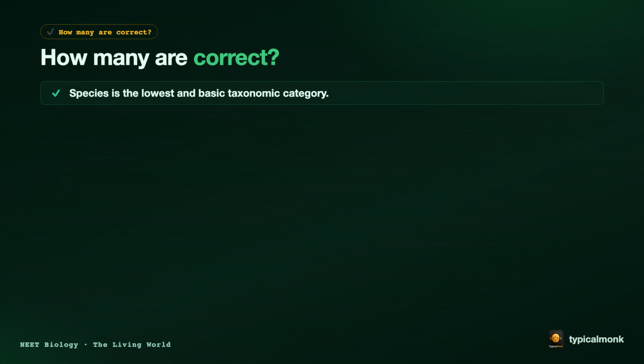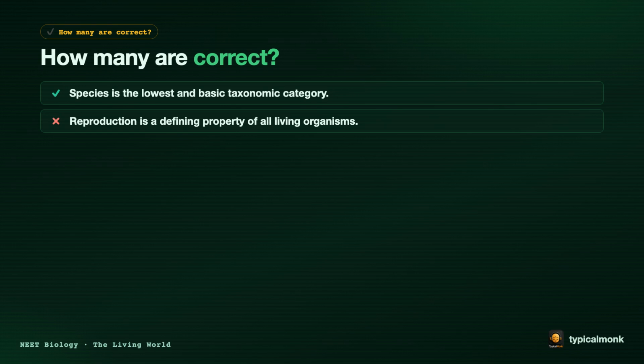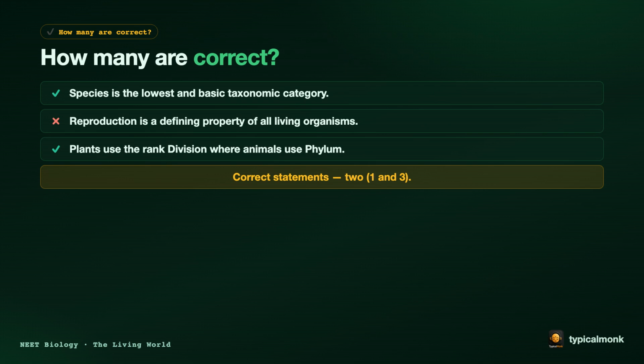How many of these statements are correct? Count along. 1. Species is the lowest and basic taxonomic category. That is correct. 2. Reproduction is a defining property of all living organisms. That is wrong, because many living things do not reproduce. 3. Plants use the rank division, where animals use phylum. That is correct. So the correct statements are 2, numbers 1 and 3.